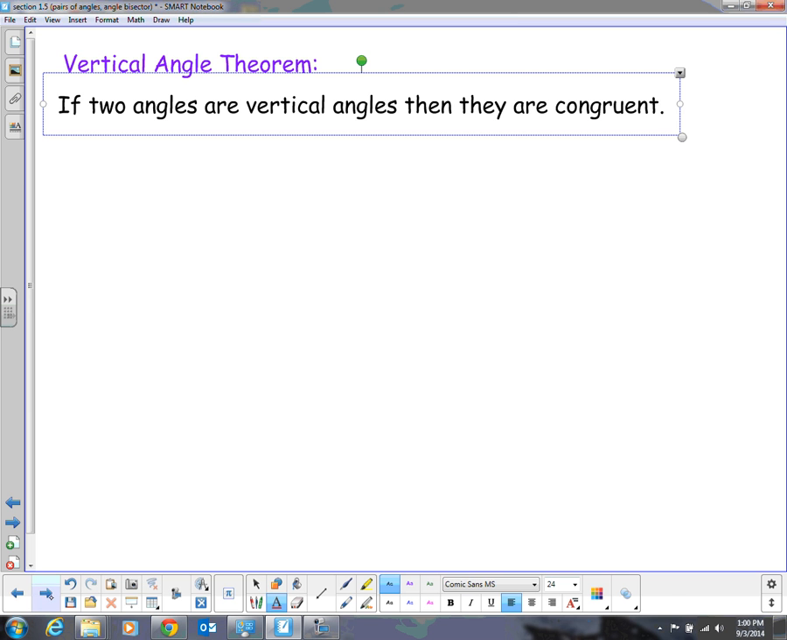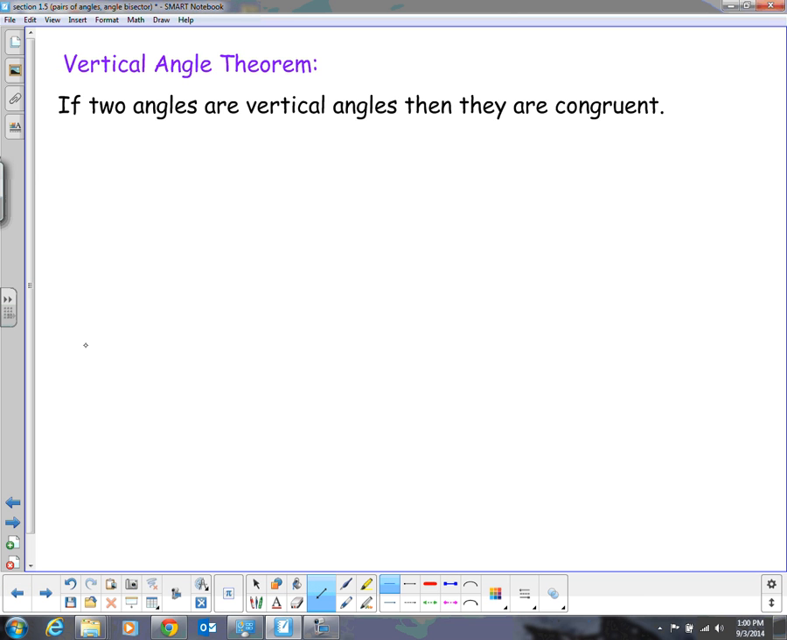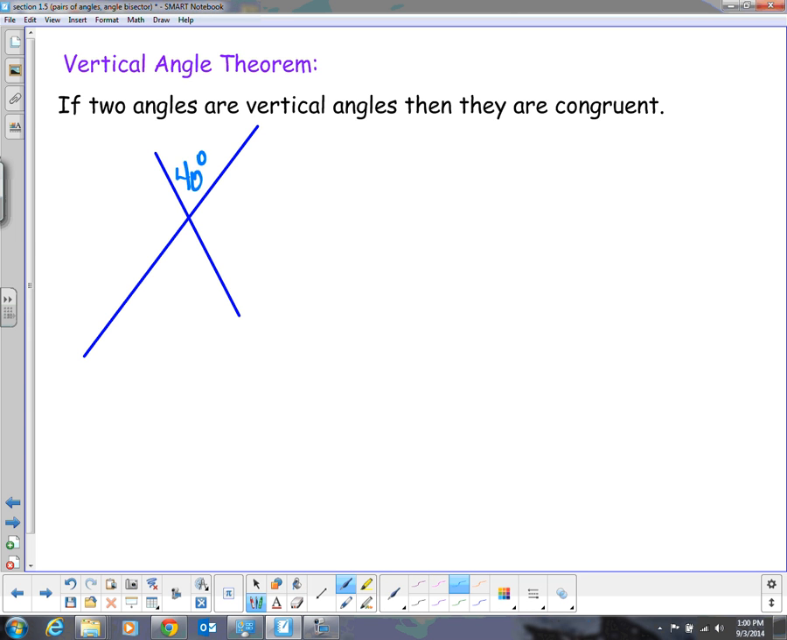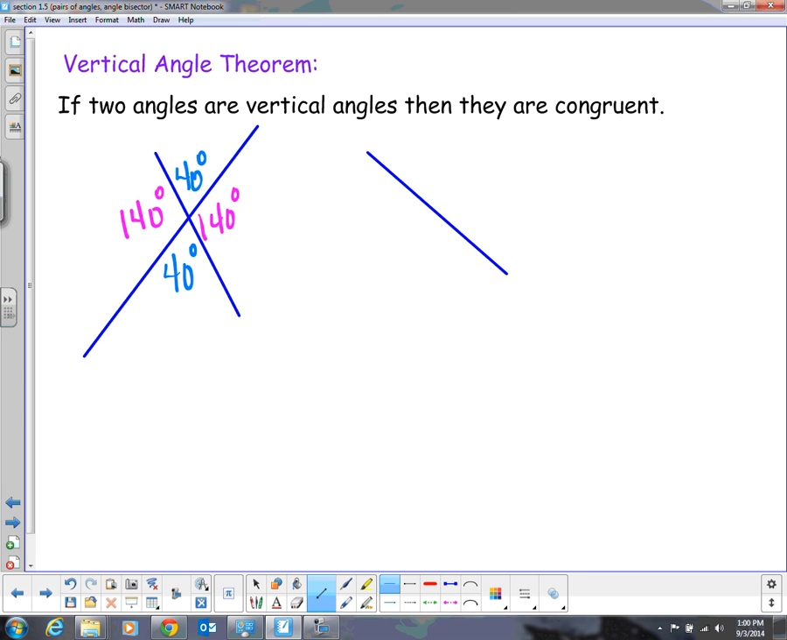I want to take a sneak peek to the next page. So if I told you that this angle is 40 degrees, based on the vertical angle theorem, this would be 40 degrees. If I told you that this is 140 degrees, then by the vertical angle theorem, this one is 140 degrees.